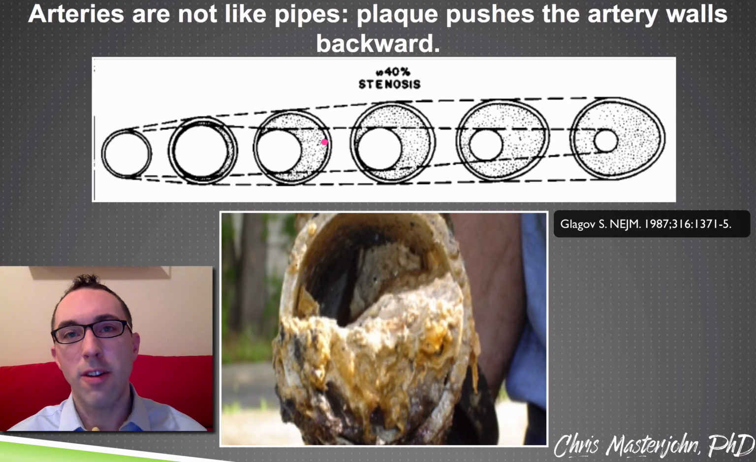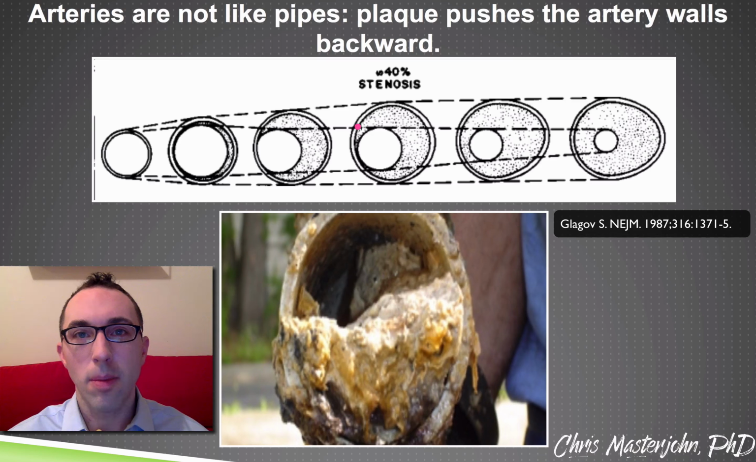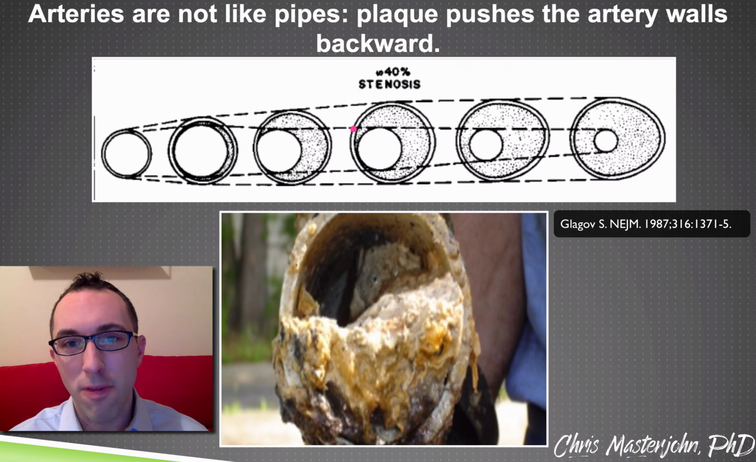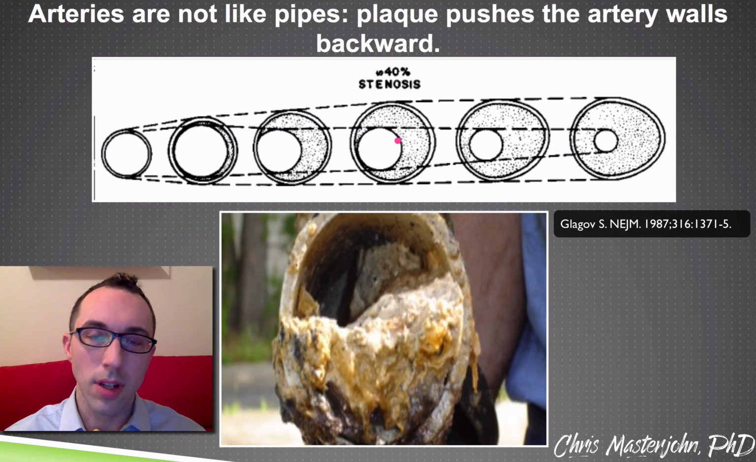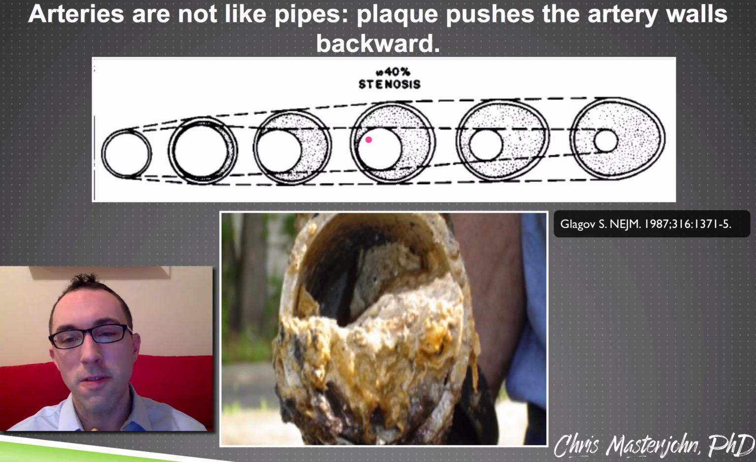Only after you have about 40% plaque accumulation, or stenosis, which technically means narrowing, only after you have 40% plaque accumulation do you actually get literal narrowing of the luminal area itself. And only in those severe stages do you get a narrower and narrower blood vessel lumen.